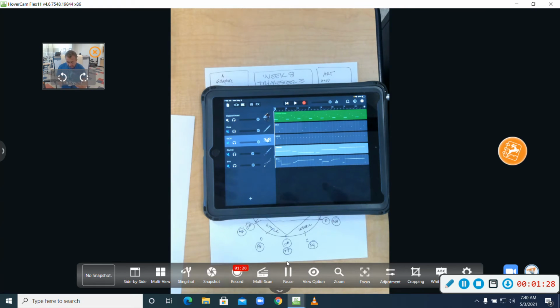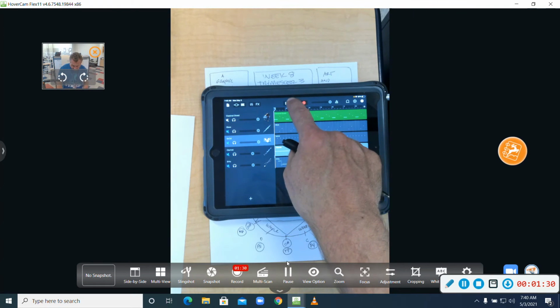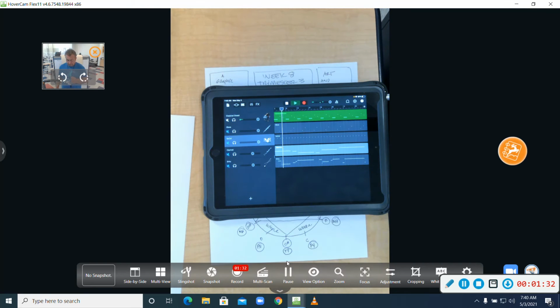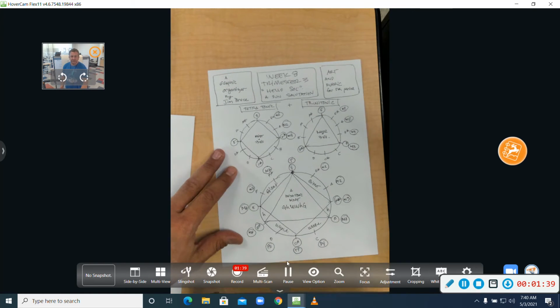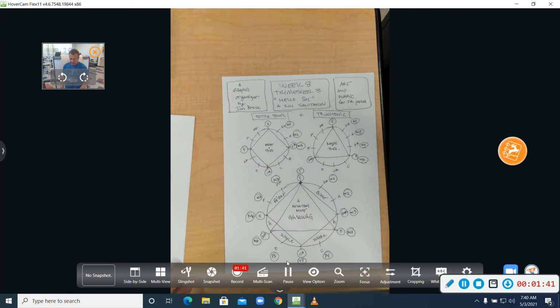against the tonic. So here's the initial four that we're playing. 1, 2, 3, 4. And that relates to this pattern in the art.